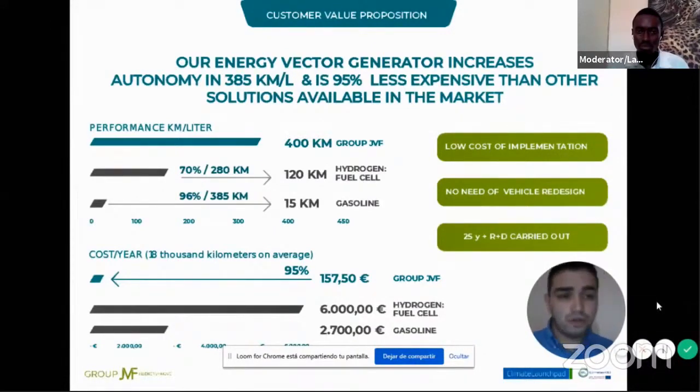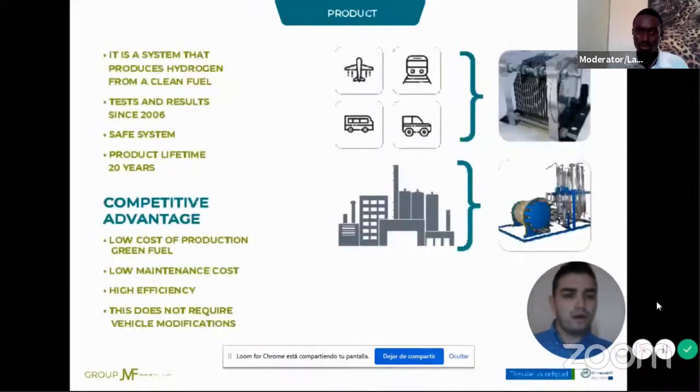It has a low cost of implementation, does not require redesign of the vehicle, and comes from more than 25 years of research and development. Our product is a system that produces hydrogen from a clean fuel. We have performed tests and obtained results since 2006. The size is customized to any mobility system or energy requirement in the household or industry.